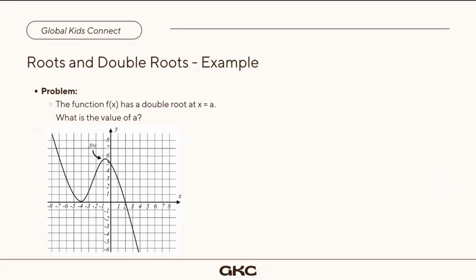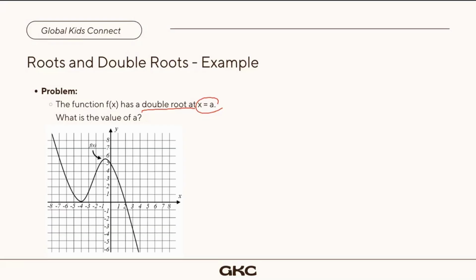And so we have our example question here. The function f(x) has a double root at x equals a. What is the value of a? And so, like we did before, very simple. We're trying to find a double root, and it says there's a double root at a point where the x value is equal to a.